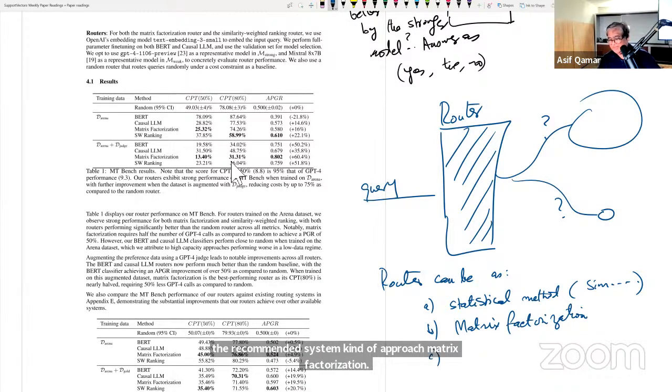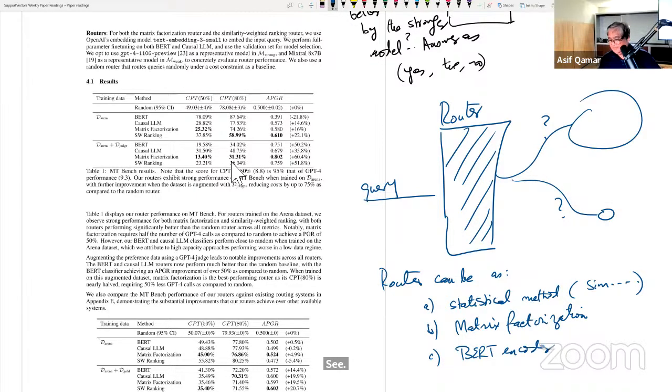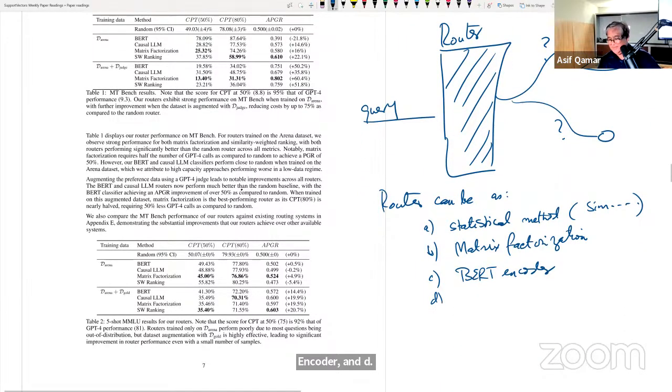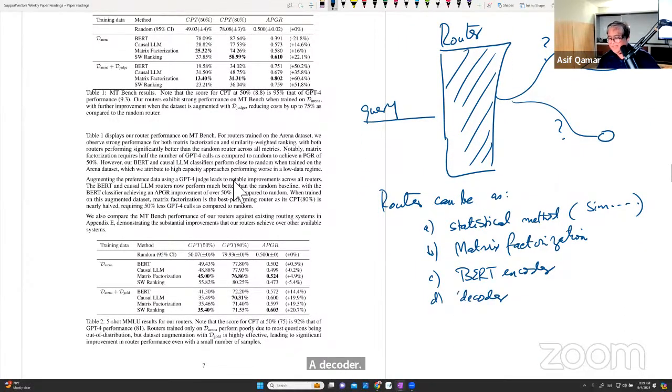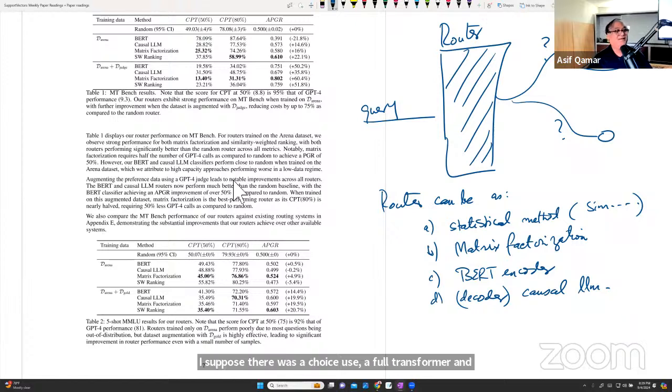C, using encoder, and D, using a decoder, right? So I'll just put it. See, if you're using a transformer, you don't have too many choices, right? So you'll use a causal LLM. I suppose there was an E choice, use a full transformer, encoder, decoder, all put together, right? You could have done that. You could have used, for example, Flan T5 or T5 or something, right? But they didn't go with those choices.